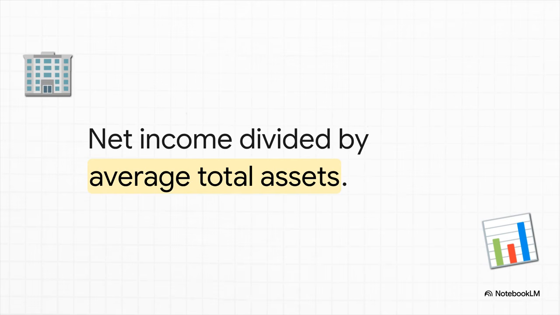And the formula hits the nail right on the head here. Net income divided by average total assets. There is that word average again. Also, keep in mind, we are looking at total assets here. We aren't just talking fixed assets. We aren't just talking working capital. We mean the entire left side of the balance sheet. It's the ultimate measure of pure, unfiltered operational efficiency.